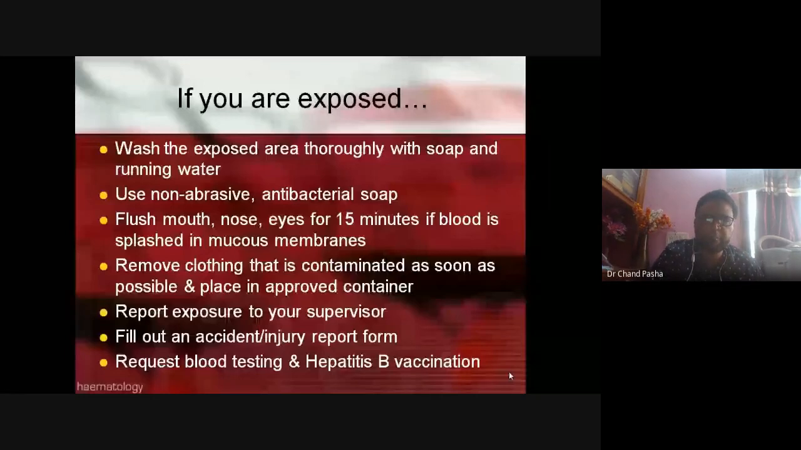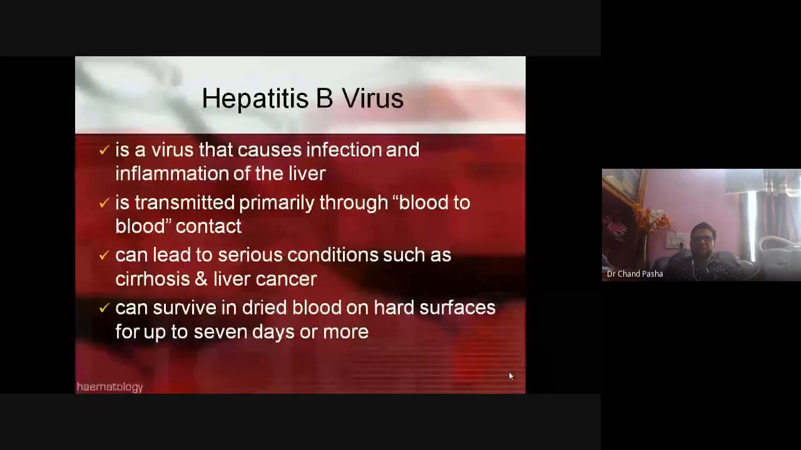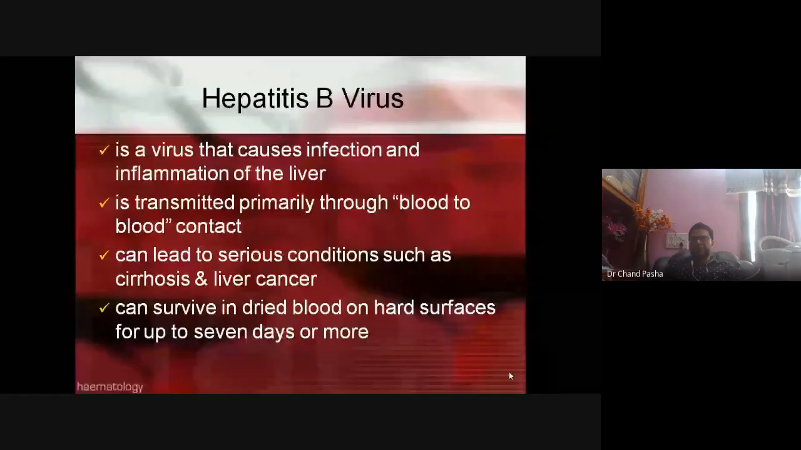So hepatitis is a virus that causes infection and inflammation of the liver. It creates cirrhosis, and even secondary malignancy has been reported because of hepatitis B. The liver is the organ of detoxification, and once detoxification is lost, the entire body accumulates toxins. So this is a very dangerous problem.